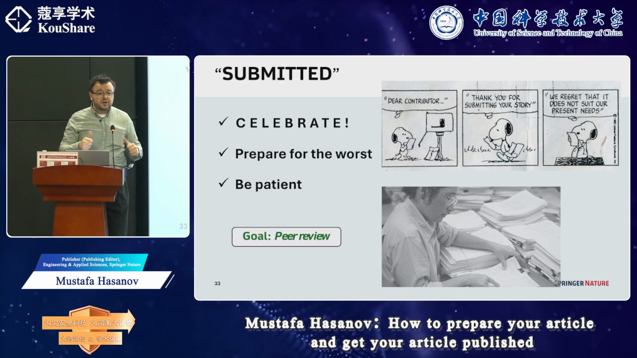The rule of thumb is that if it's a desk reject, you get it within a month, sometimes even shorter, but be patient. And your goal basically is to get your article into the peer review process. And why do I say that is the goal? Because this is where you get external comments on what you did and how to improve it.